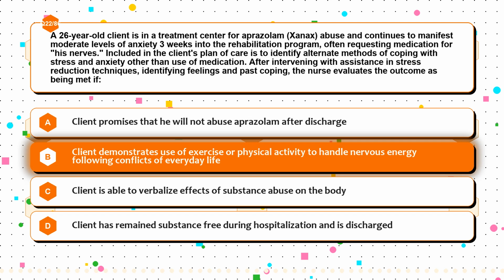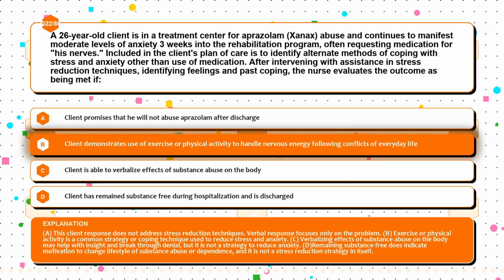The correct answer is option B. Client demonstrates use of exercise or physical activity to handle nervous energy following conflicts of everyday life. This client response does not address stress reduction techniques. Verbal response focuses only on the problem. B. Exercise or physical activity is a common strategy or coping technique used to reduce stress and anxiety.